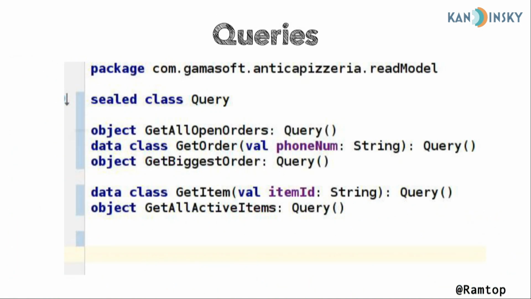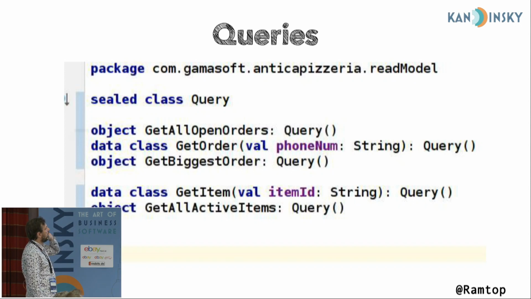And these are our queries. The queries can be: give me all the open orders at this moment, or give me the specific order from this phone number, or give me the biggest order up till now, today, because we want to put it on the board. Or give me all the active items, like menu items, the stuff that has been ordered. So I want to know which kind of pizza is actually being used, for example. And the one that nobody ordered, we can remove from the menu next time.